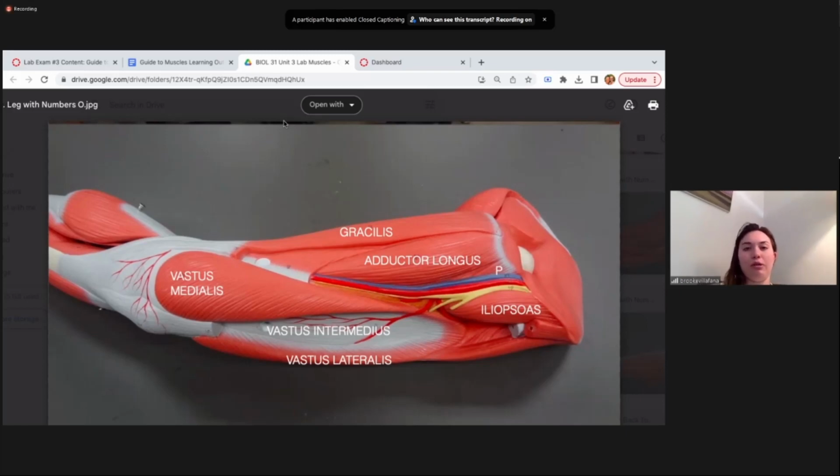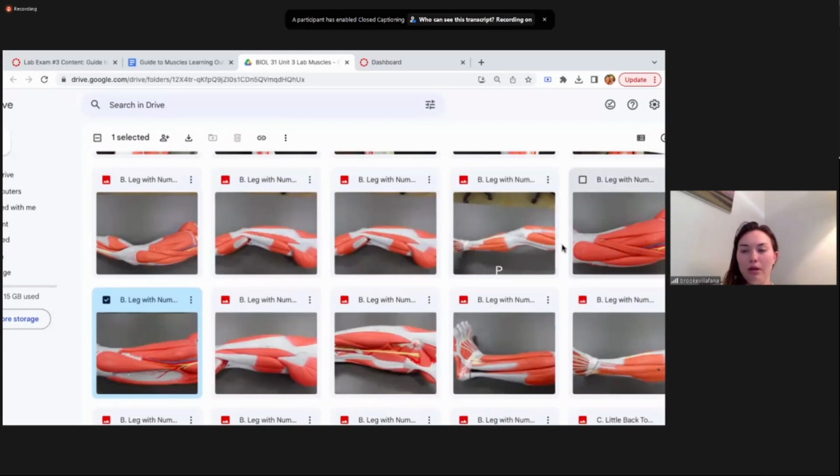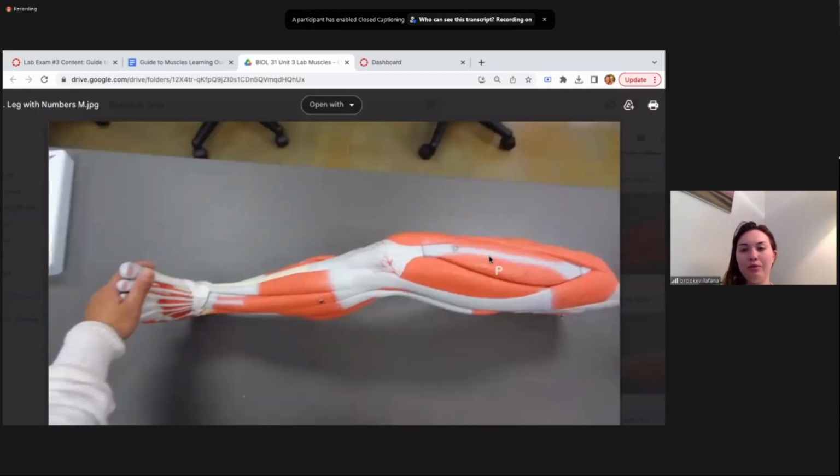I'll rotate it just to make sure I didn't miss anything. And then, oh, I need to do the two on the back. And then we'll go to the bottom of the leg. Here's another view of the front.